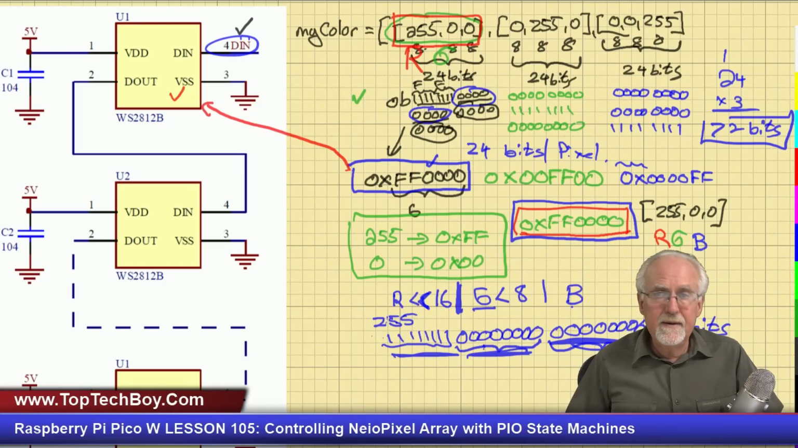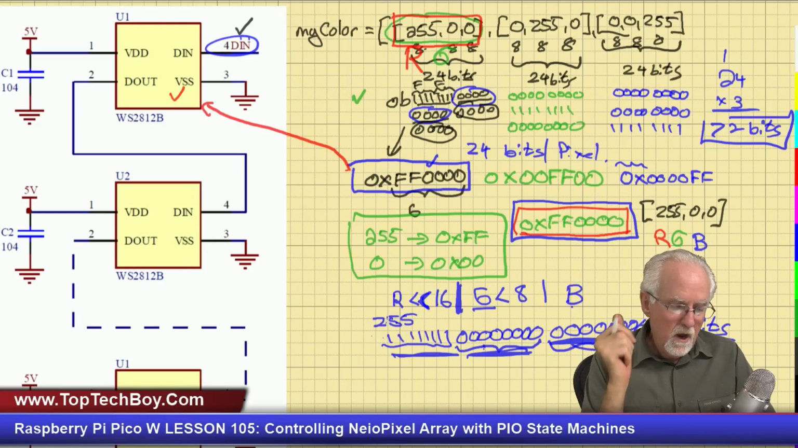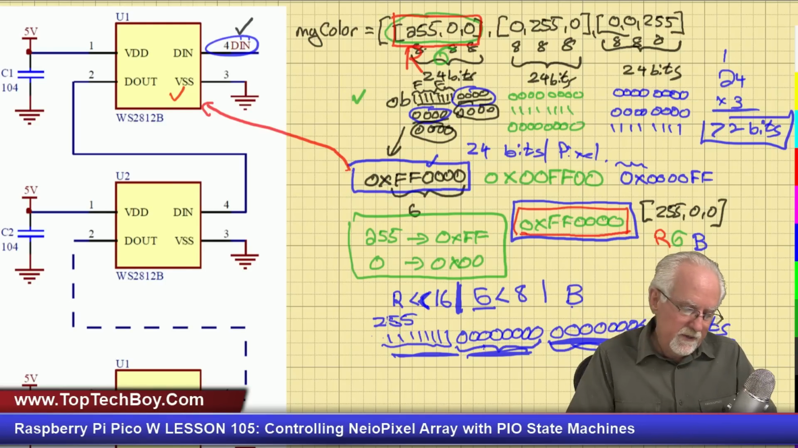And so that is what we need to do. All right, now that is the data stream. So you can see I can create an array, right? I can create a color array.